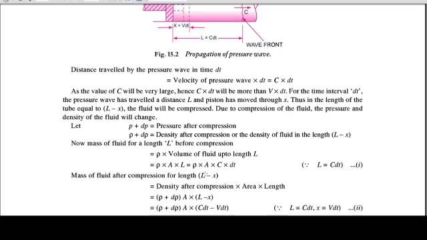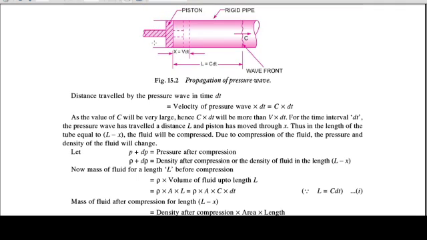Then we will calculate the mass of the fluid after compression. After the compression the piston has moved from here to here, so the remaining portion is over here. Means the length will become L minus x.